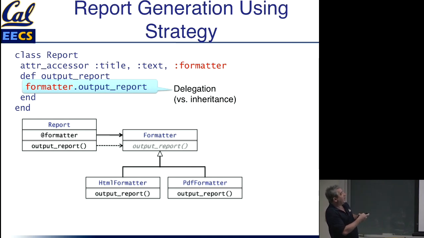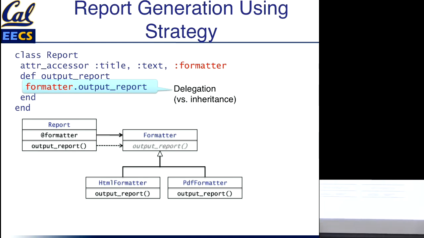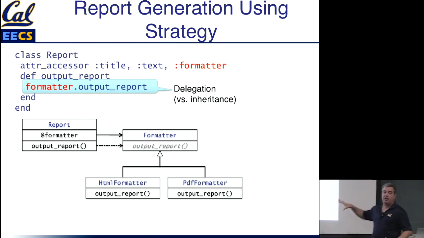Basically, the report is saying, the only thing I know how to do for output is essentially forward that request to whichever formatter was chosen. And internally, I have no knowledge of what it does. There's no assumption that all formatters would work the same way. And on the next slide, we're going to see if you end up having to do it this way, there's actually another nice benefit that you get.